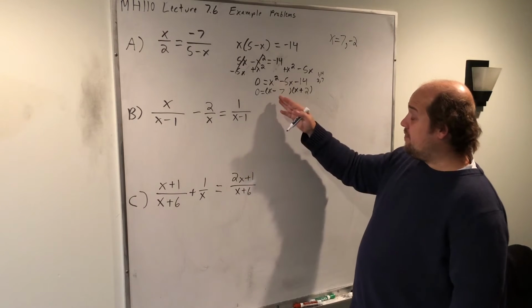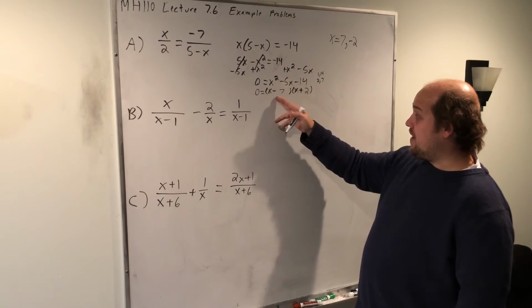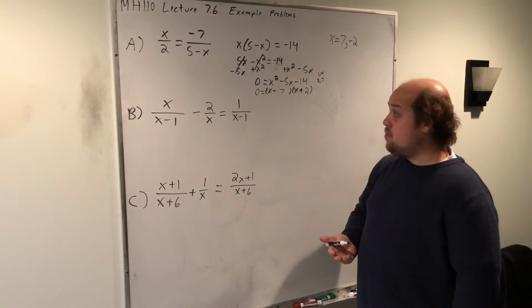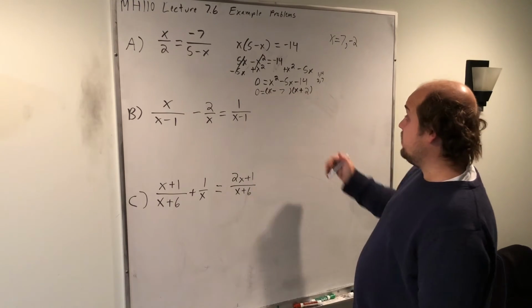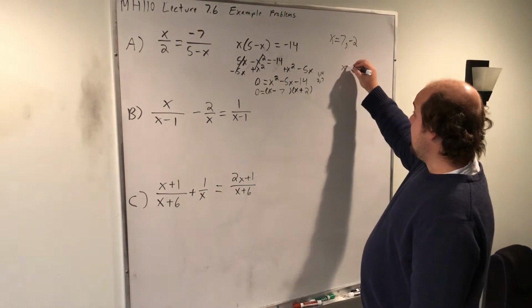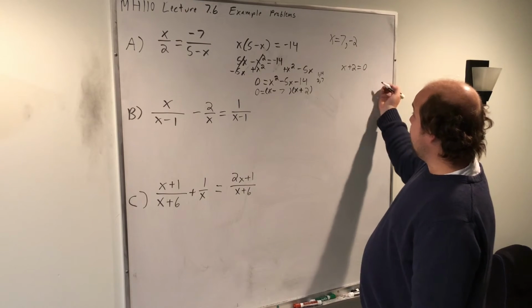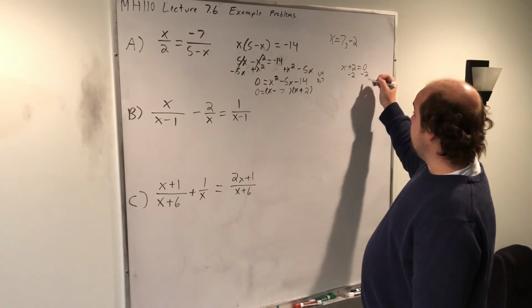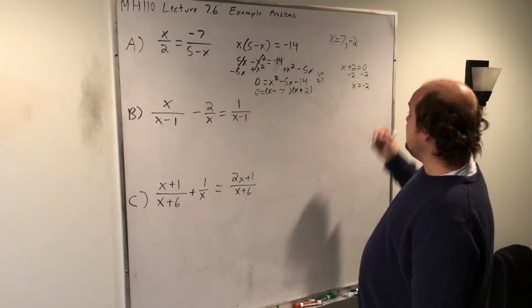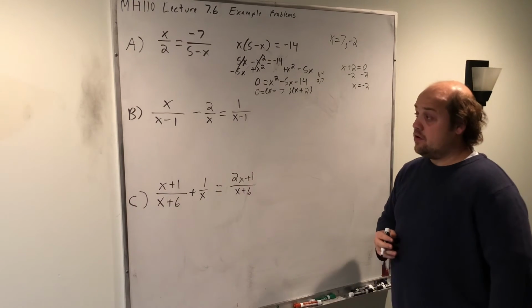Again, if you're ever not sure what one of these factors, what would make it 0, just set it individually equal to 0. So for instance, set x plus 2 equal to 0. I can then do -2 minus 2 and find that x equals -2 is the correct answer.